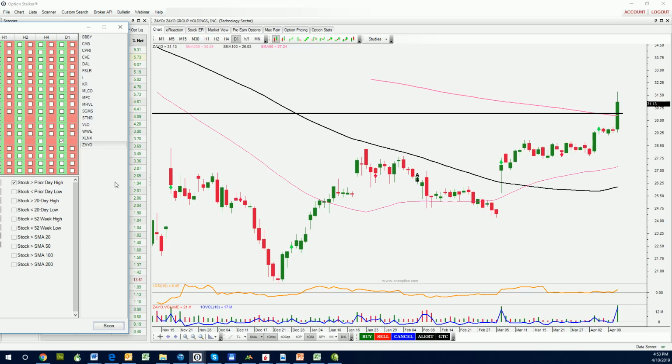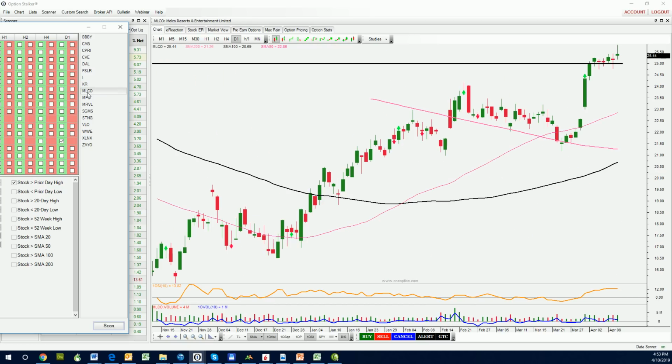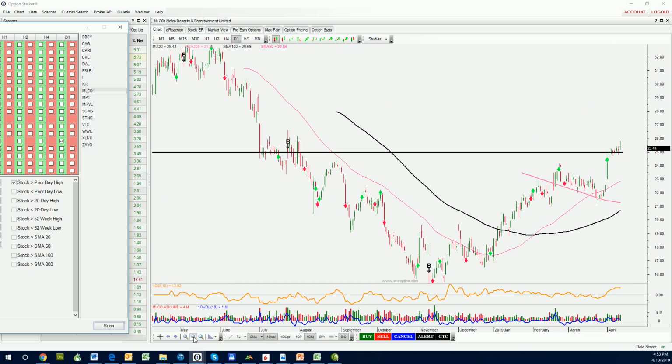So, after going through all these charts, I'm going to take a look and zoom out on this one. That was Melco Entertainment. I do like that one. I like First Solar.